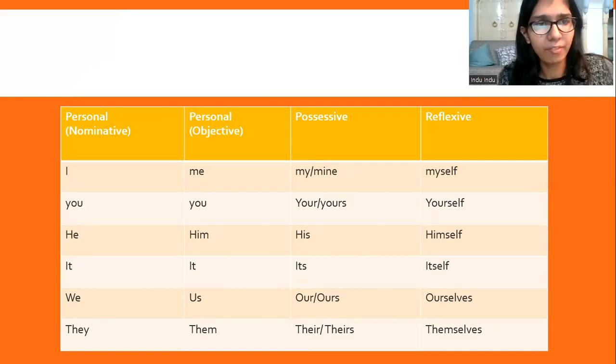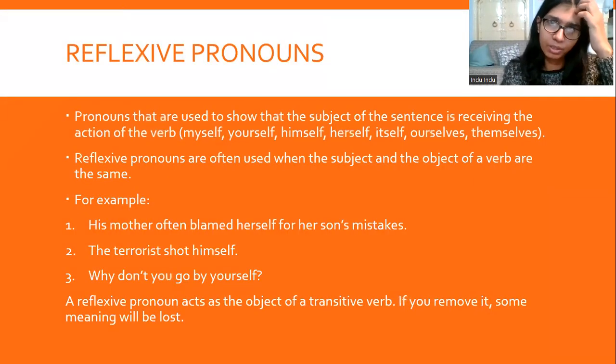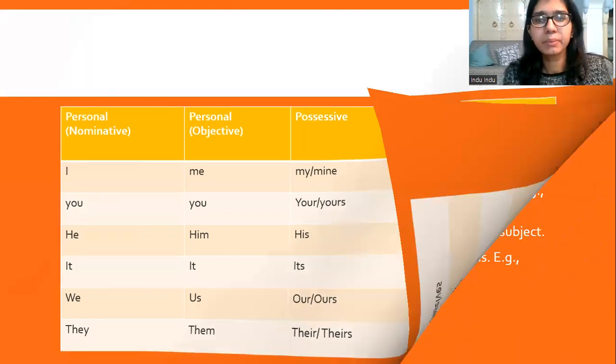Okay, so now here we have cases: the personal nominative, objective, possessive, and reflexive. We do know nominative is when the pronoun is the subject of the verb. Objective is when the pronoun is the object of the verb. Possessive is possession, and reflexive is when the pronoun is at the receiving end. I mean, the subject of the sentence is at the receiving end of the verb, right?